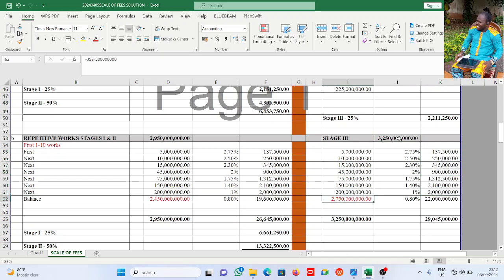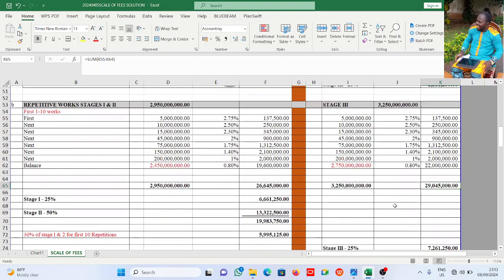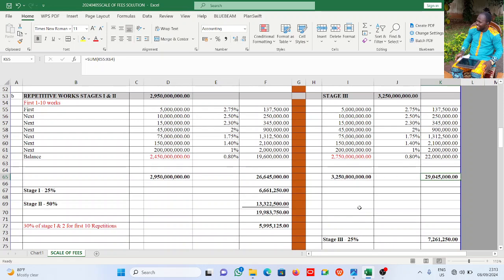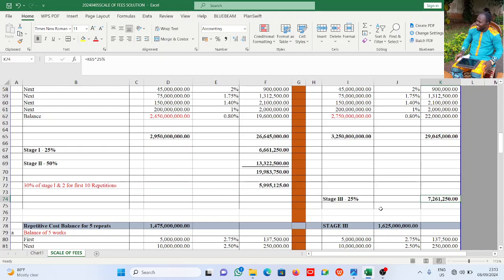3,250,000,000 minus 500 million is what we have here. It gives us 2,275,000,000. 0.8%. Have I been saying 80%? Please, 0.8%. And that gives us 22 million. So if I subtract, I have 29,045,000. Remember, they are non-repetitive, so I don't say 30% of 25%. No, stage 3 is non-repetitive because the project is at the completion phase. So 25% of that is 7,261,250.